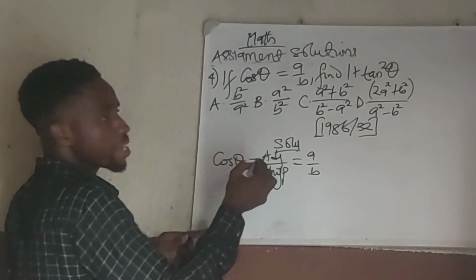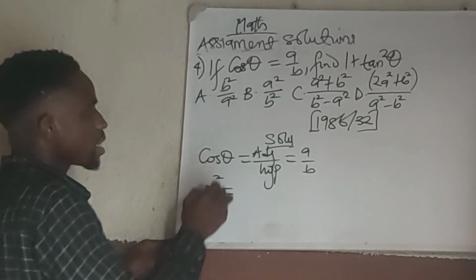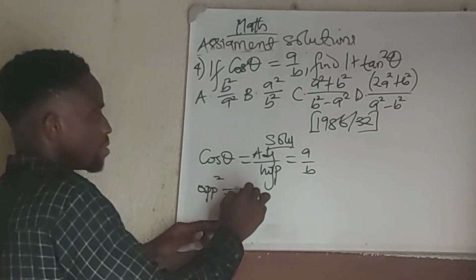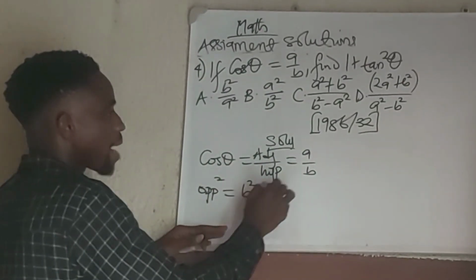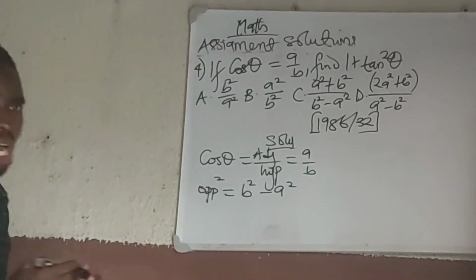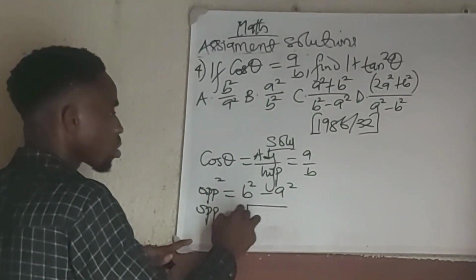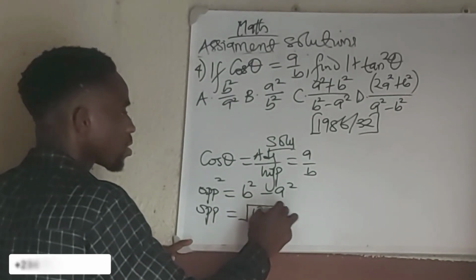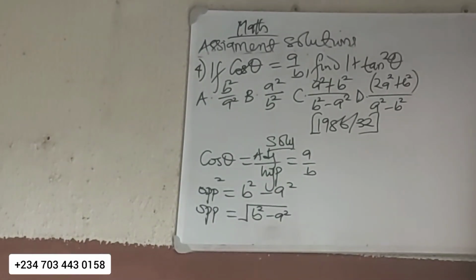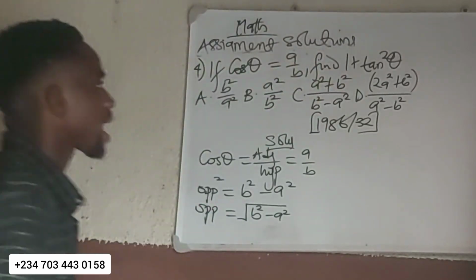So if the opposite is X, our opposite squared is going to be the hypotenuse squared minus adjacent squared, right? That is going to be our opposite squared. So the opposite is the square root of B squared minus A squared, which is the difference of 2 squares. So this is our opposite, and we are looking for 1 plus tan square theta.